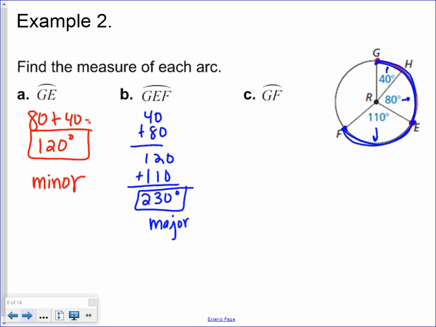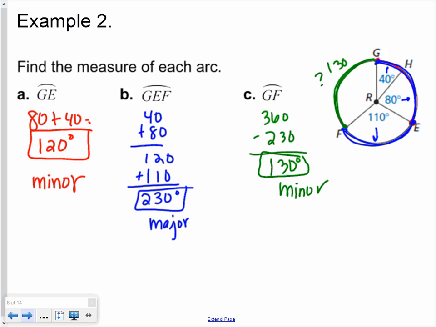And then the last one here, arc GF. Who can raise their hand and tell me how big GF would be, Darian? 130. How'd you get 130? 360 minus 230. Very good. All of the blue we just calculated was 230, so 360 minus 230 would be 130. Good. And then Darian, major or minor arc? Minor.